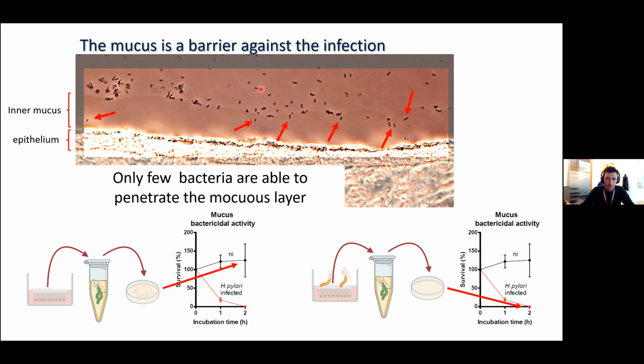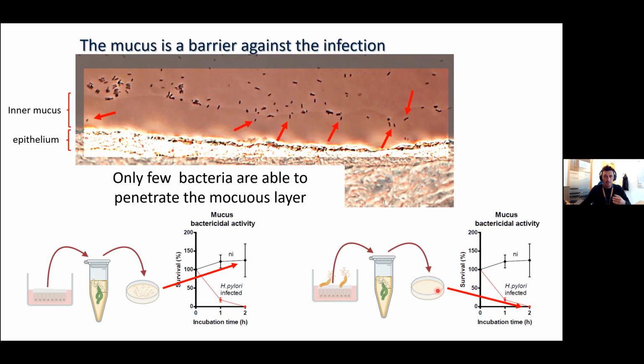So we have taken the mucus out of the mucosoids. So as you can see in this diagram, we incubated Helicobacter inside, and then we plated after 1 and 2 hours. And to our surprise, we couldn't see any effect of the mucus on H. pylori. So there is nothing in the mucus that counteracts the bugs. But if we take the mucus from a previously infected culture, and then we incubate H. pylori in this mucus, then none of the bacteria survives.